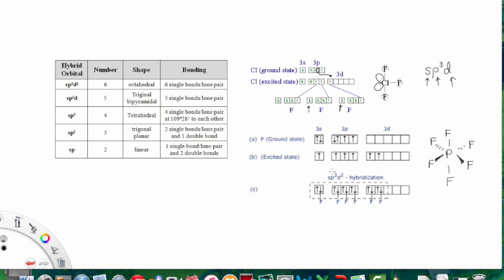Finally, for sp3d2, an example of this is PF6, steric number 6, so it's octahedral. The phosphorus in the ground state has 1, 2, 3, 4, 5, 6 electrons, including the s and the p orbital. And so we're going to promote an electron for the excited state, 2 of these into the d orbital. But one comes from this p orbital, and another comes from the s orbital. The reason for this is because we need 6 areas in which the fluorine can come in.